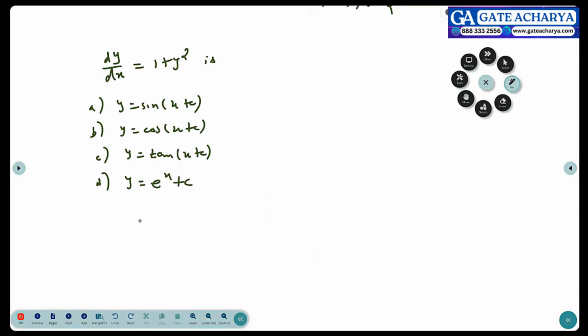So dy by 1 plus y square, take the whole term into dx here. Now we take the integral. What is the integral of 1 by 1 plus x square? Tan inverse of x. Dx by a square plus x square is 1 by a tan inverse of x by a.